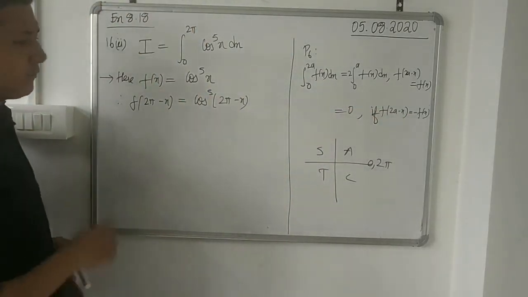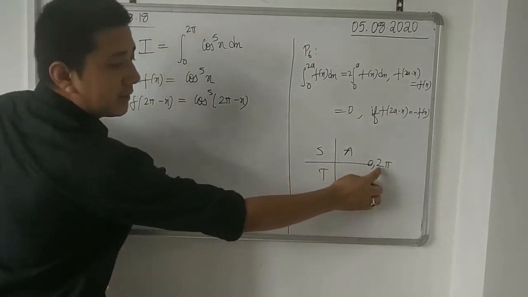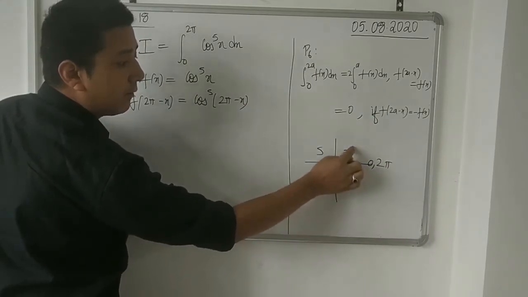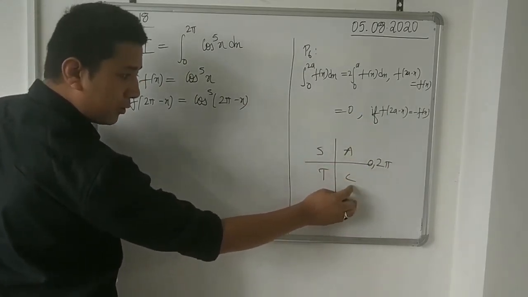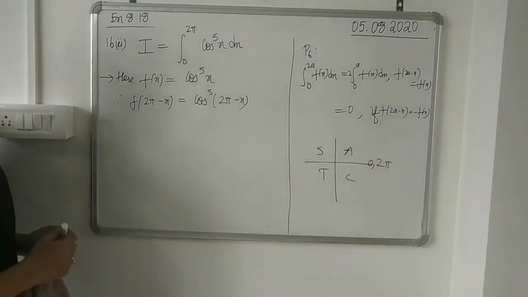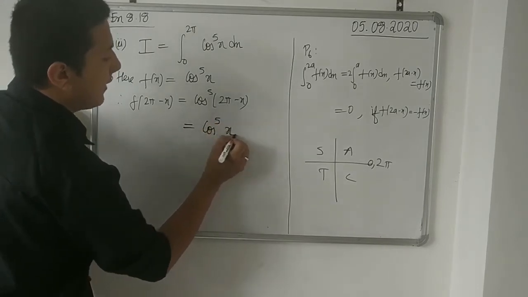Okay? Now, cos 2 pi minus x. So where is my 2 pi? 2 pi means this, 360 degree. So 2 pi minus x means in the fourth quadrant. So all sine, tan, cos. So cos is positive in the fourth quadrant and 2 pi is even multiple. So cos remains as cos. So hence I will be getting cos to the power 5x, isn't it?